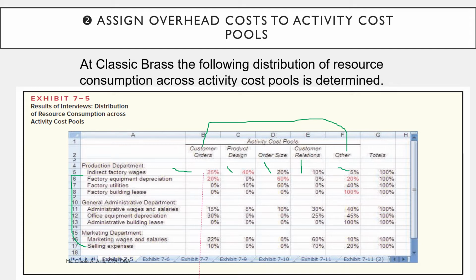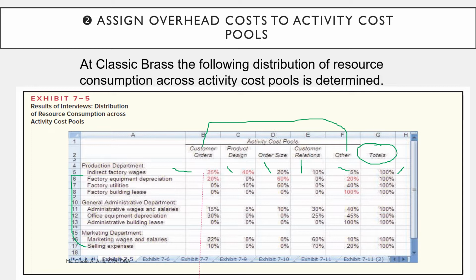You just have to make sure that your total, of course, the total time must be 100%. So, yung time nila na 100%, we distributed that to your 5 activity cost pool. So, yun nga, for indirect factory wages, we determined based on the result of your interview na 25% yung customer orders, 40% product design, and so on.